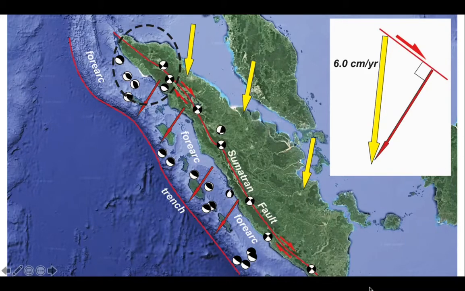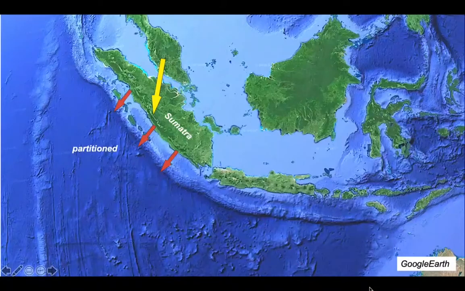Now we know the orientation of thrusting relative to the plate vector. The obliquity is 25 degrees. So that's all we need to do to solve the vector triangle and estimate the displacement rate on the Sumatran fault. And it's about 2.5 centimetres a year. So deformation in this segment of the plate boundary is partitioned into a strike-slip component and a thrusting component in the forearc.